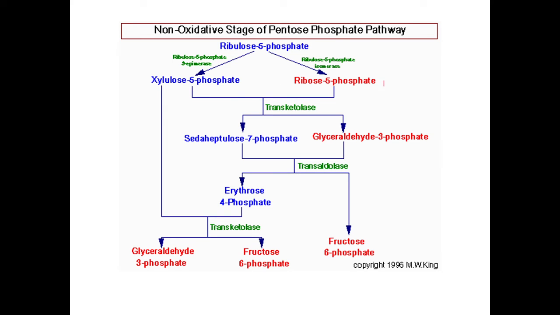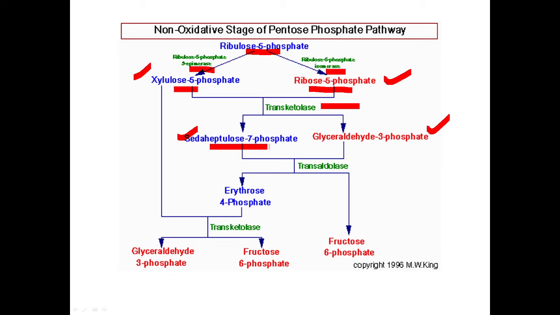Already we saw this ribulose 5-phosphate can get converted with the epimerase, ribulose 5-phosphate epimerase, into the xylulose 5-phosphate. If there is isomerase, the ribulose 5-phosphate isomerase converts this ribulose 5-phosphate to the ribose 5-phosphate. So xylulose 5-phosphate and the ribose 5-phosphate, they combine with the transketolase reaction, and we are getting sedoheptulose 7-phosphate and the glyceraldehyde 3-phosphate.